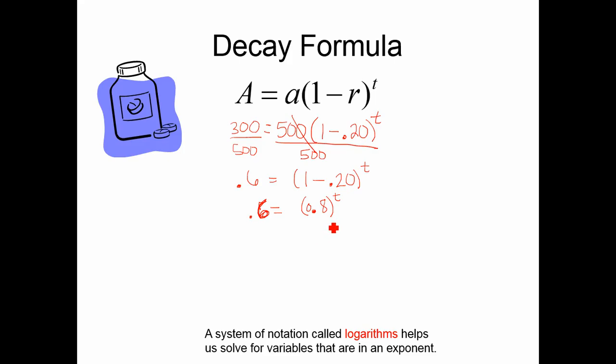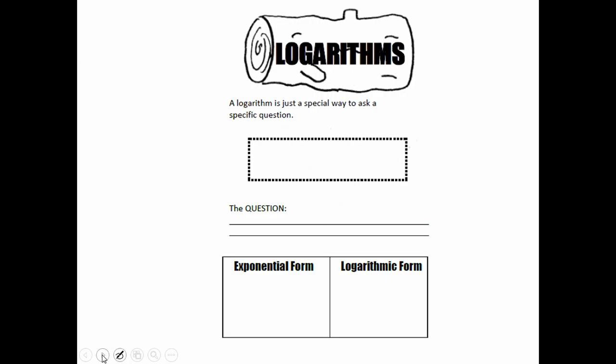The thing is, up to this point, we have not learned a technique to isolate the exponent here, to get him alone. We have not learned about logarithms yet, and that's why we need to. So we have a system of notation that's called a logarithm to help us solve for variables that are in the exponent location. So this is where your notes start in your foldable.